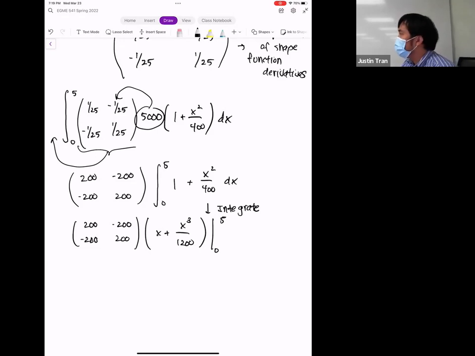If you plug in 0, you just end up with 0 everything. And if you plug in 5, what you get is the following matrix. You're going to end up with something, I don't have the intermediate value here, but it's equal to 5 point something. If you multiply that 5 point something by 200, you end up with a matrix of 1020.83, minus 1020.83, minus 1020.83, and then 1020.83.